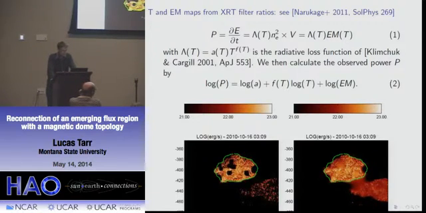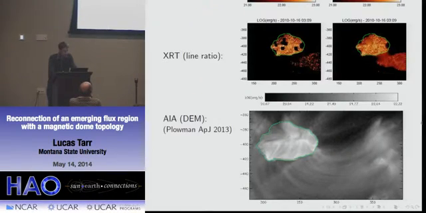And in the last couple days, I used some of Joe Plowman's code to do a similar analysis using all the AIA data to get a differential emission measure and determine the radiated power as determined by AIA, so we could compare it to the XRT data. In both cases, this is the differential emission measure, or the radiated power from AIA. Again, you can check out Joe's paper from 2013, and this is the line ratio method from XRT.